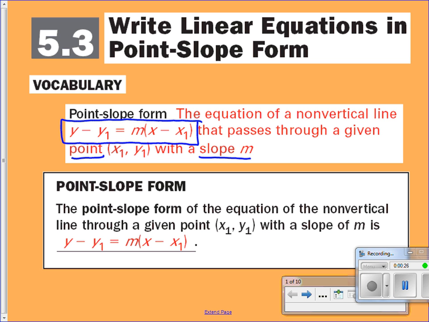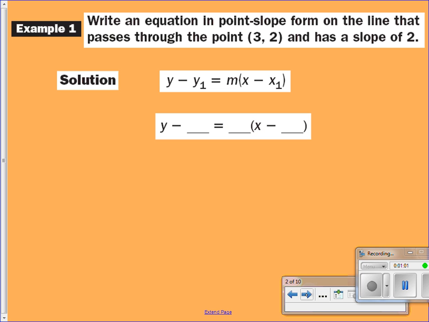For point-slope form, we take the value y and we subtract the y coordinate from the point. And that equals the slope times, and in parentheses, x minus the x coordinate from the ordered pair. So point-slope form needs a point and a slope, where we take the y and subtract the y coordinate from the point, and that equals the slope times, in parentheses, x minus the x coordinate. So let's take a look at how this looks.